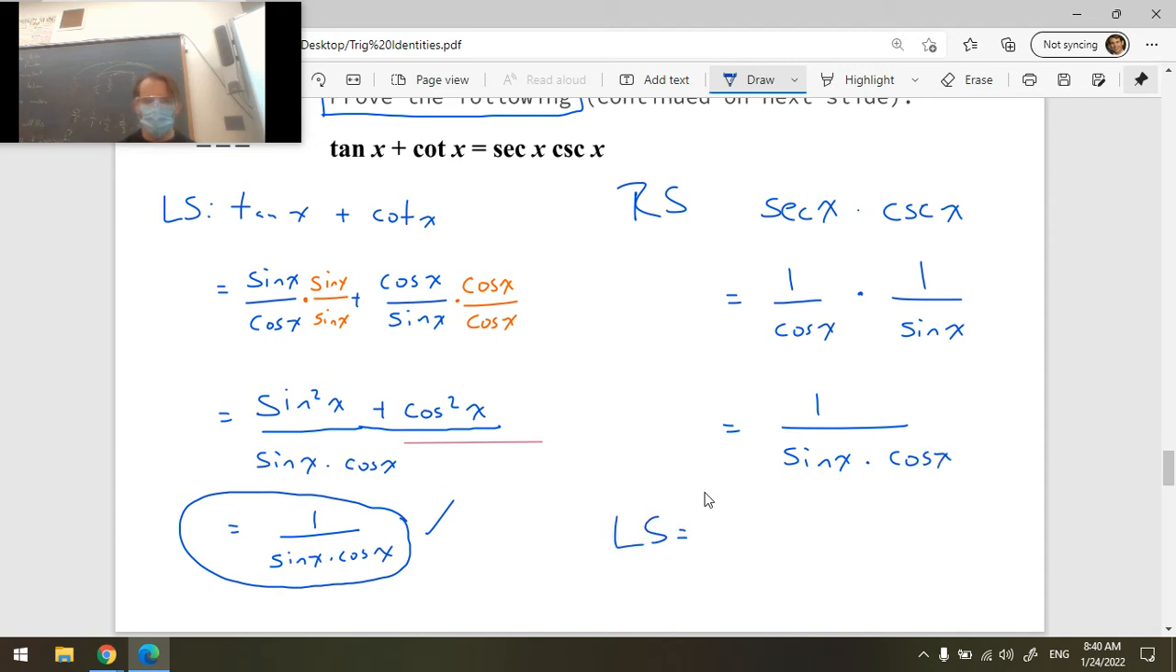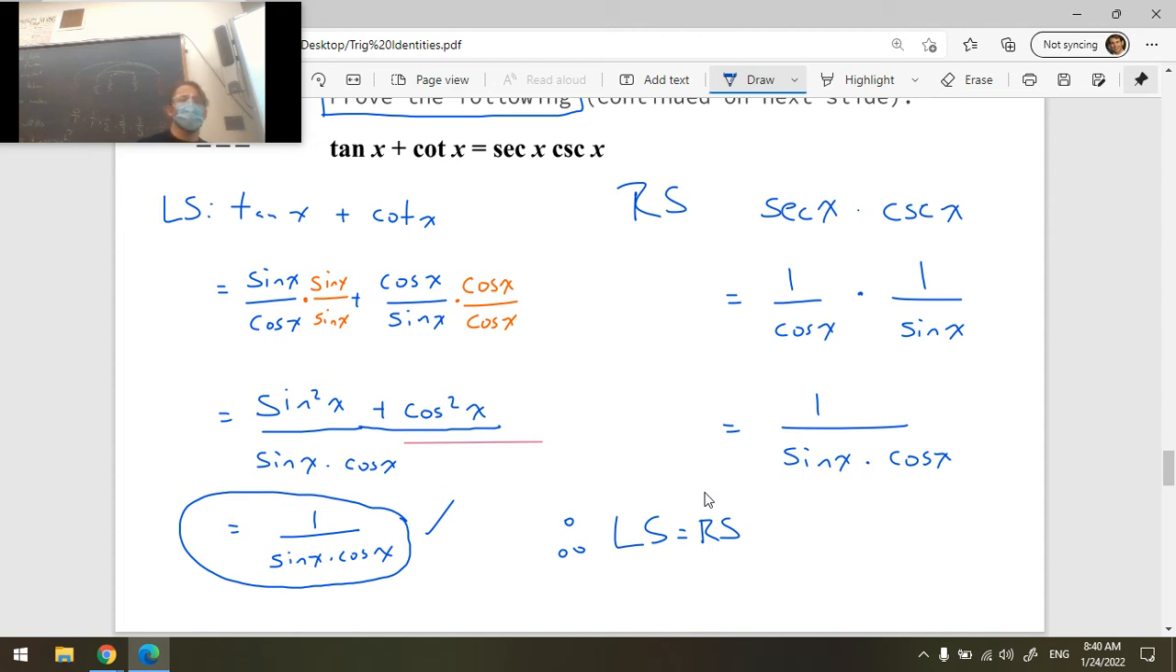Left side equals right side, and I can say therefore this was true. See how I worked the left side independently of the right side and made them equal to the same thing. That's the name of this game.